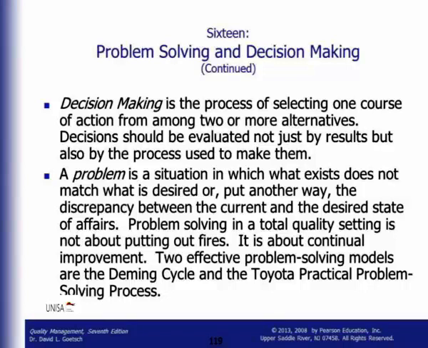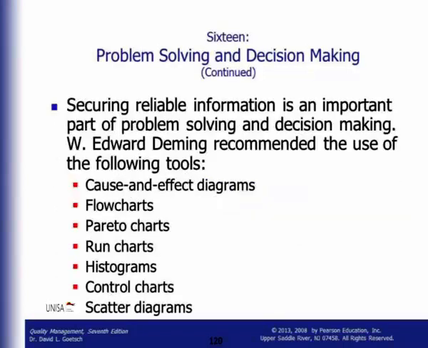Problem solving in a total quality setting is not about putting out fires. It is about continual improvement. Two effective problem solving models are the Deming cycle and the Toyota practical problem solving process. Securing reliable information is an important part of problem solving and decision making. W. Edwards Deming recommended the use of the following tools: cause and effect diagrams, flow charts, Pareto charts, run charts, histograms, control charts, scatter diagrams.